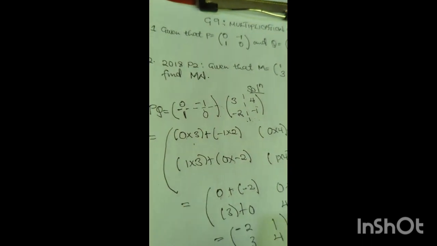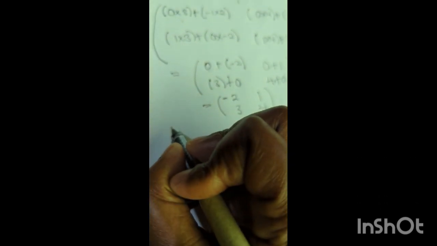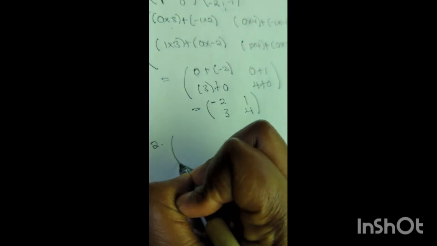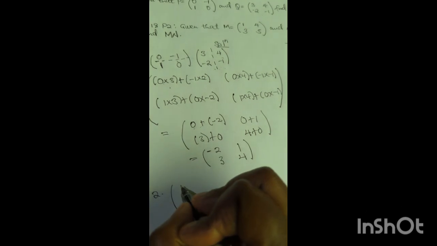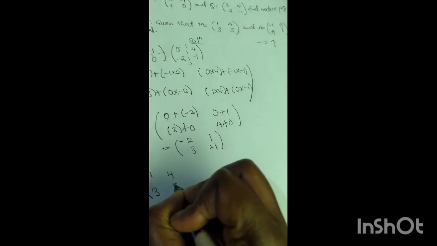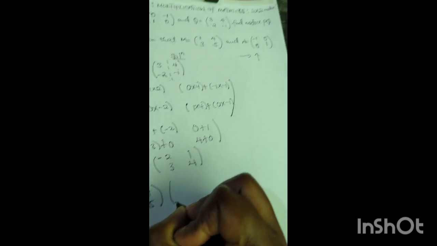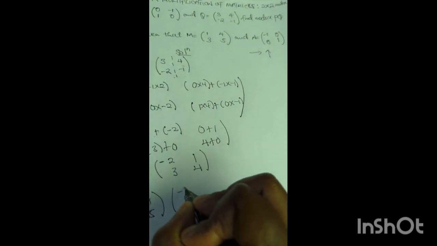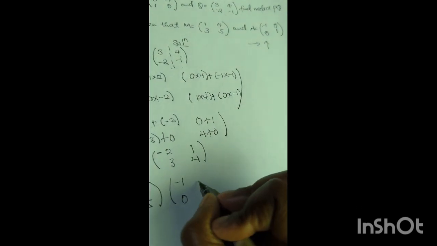2018 paper 2 is saying, given that M is equal to that matrix and N is that matrix there, find MN. Remember, I said you write them as they are. So the first thing I'm going to write is matrix what? M. So this is now question 2. I'm going to write matrix M. Matrix M is 1, 3, and then 4, 5, and then matrix N is what? -1, 0, 0, 1.